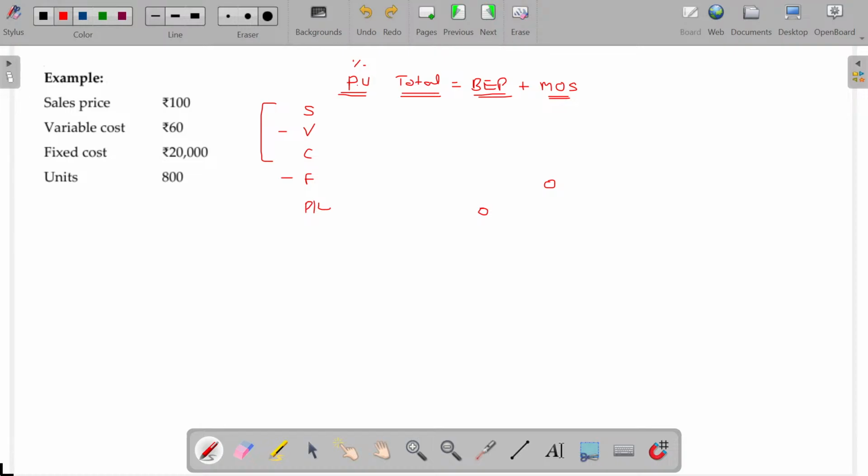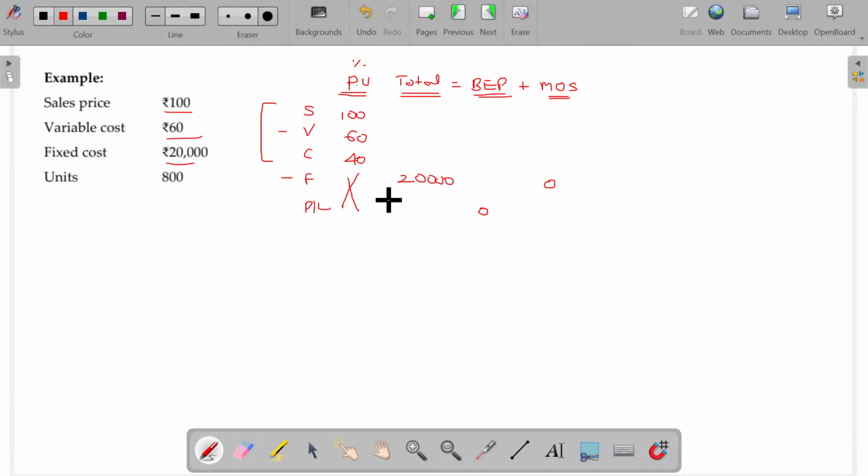Hope you will be now able to understand. Now try to feed all the information in the table and the rest of the cells you can fill as missing data to get the entire table filled, right? Let's start. Now, sales price being 100, variable cost being 60, fixed cost cannot be shown in the per unit column, so contribution is 40. Usually fixed cost will be shown in the total column.